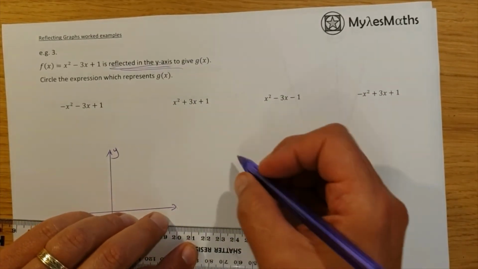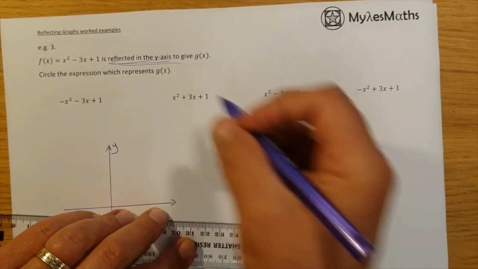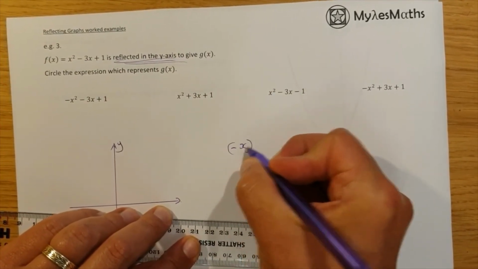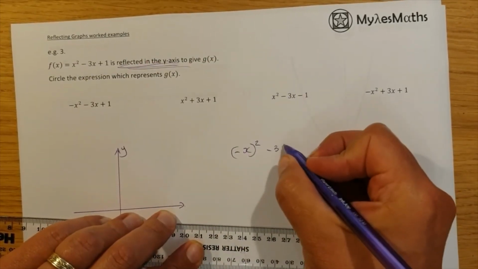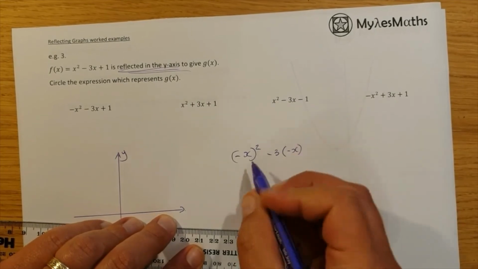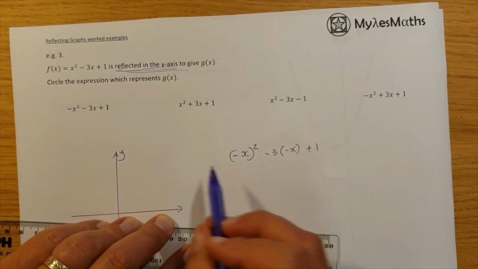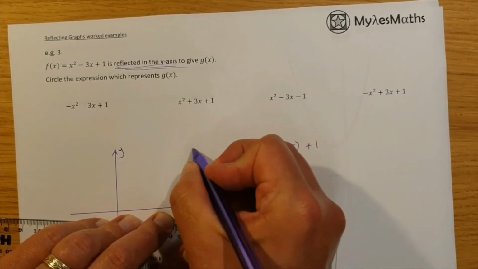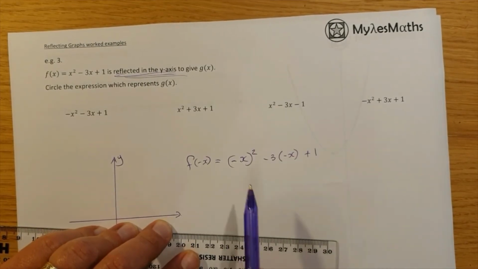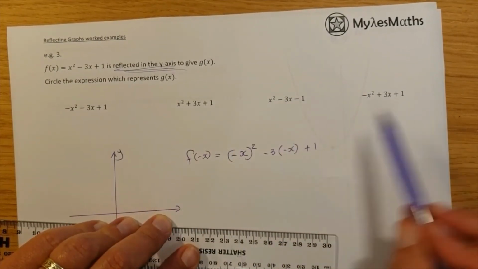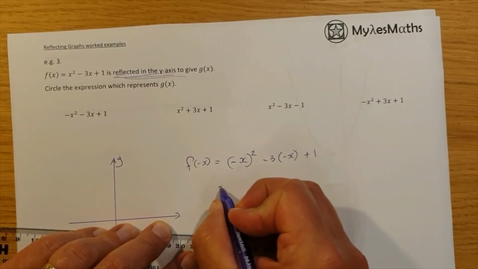Okay, so what I want to do is, instead of x, I want to put minus x in. So minus x squared minus 3 times minus x plus 1. So wherever there was an x, I'm putting a minus x. Really, this is what I've done: I've done f of minus x. And all I want to know is, one of these 4 expressions here is the same as this. So I've just got to do a bit of simplification.